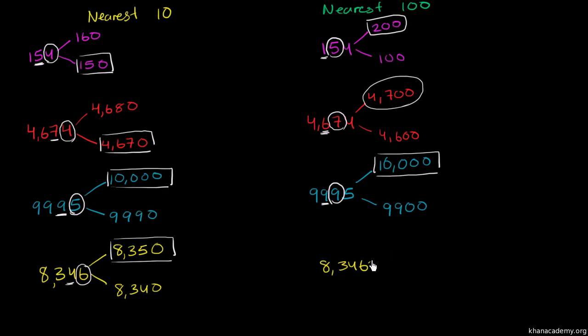8,346. The multiple of 100 above this is 8,400. The multiple of 100 below this is 8,300. Notice, we're rounding to the nearest hundreds. If we were to round up, the hundreds place becomes a 4. If we were to round down, the hundreds place stays at 3, but it's followed by zeros. If we want to round to the nearest hundreds, we need to look at the tens place. The tens place here is less than 5, so we round down to 8,300. Notice again, when we rounded to the nearest tens, we rounded up to 8,350. When we round to the nearest hundreds, we rounded down to 8,300.